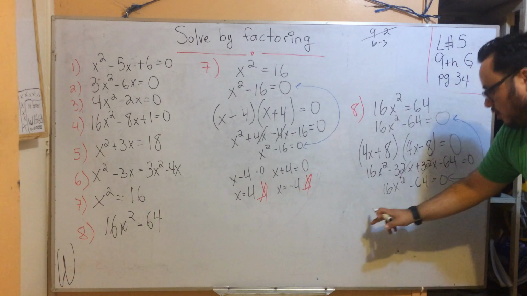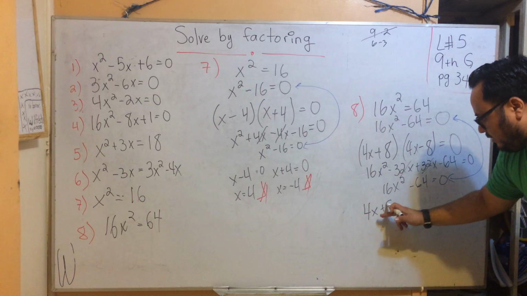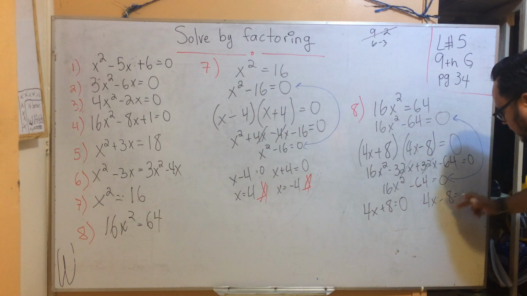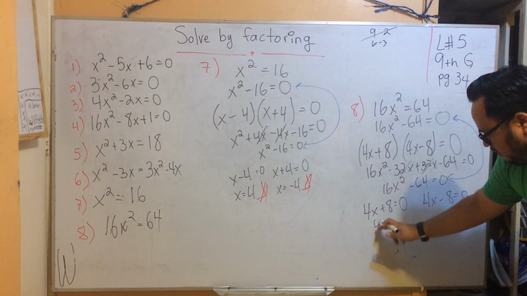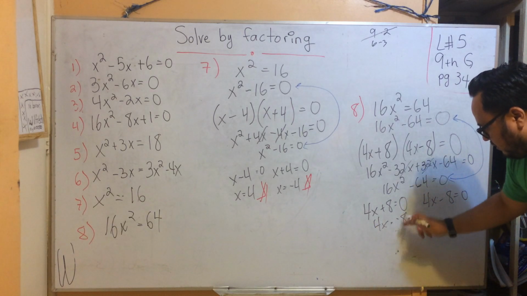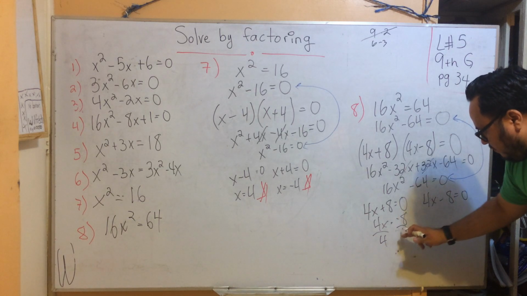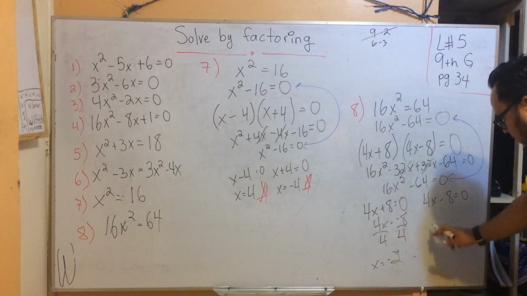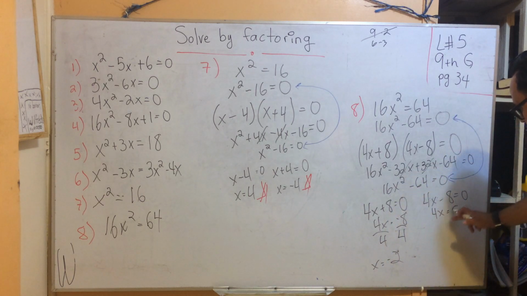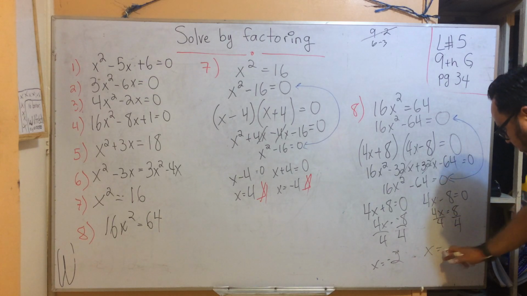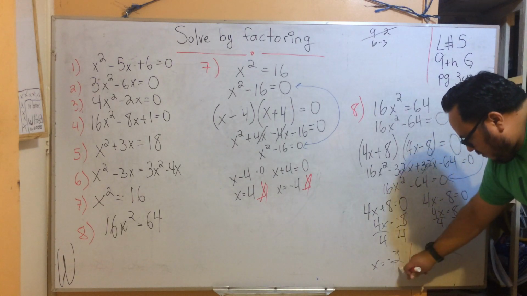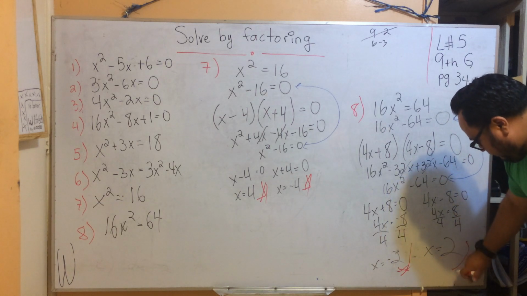Okay? So how do we solve? 4x plus 8 equals to 0, and 4x minus 8 is equal to 0. Okay? So we have that 4x equals minus 8, divided by 4, and x is going to be minus 2. Okay, same thing here, 4x equals 8, divided by 4, x equals 2. Okay, so there we have our answers.